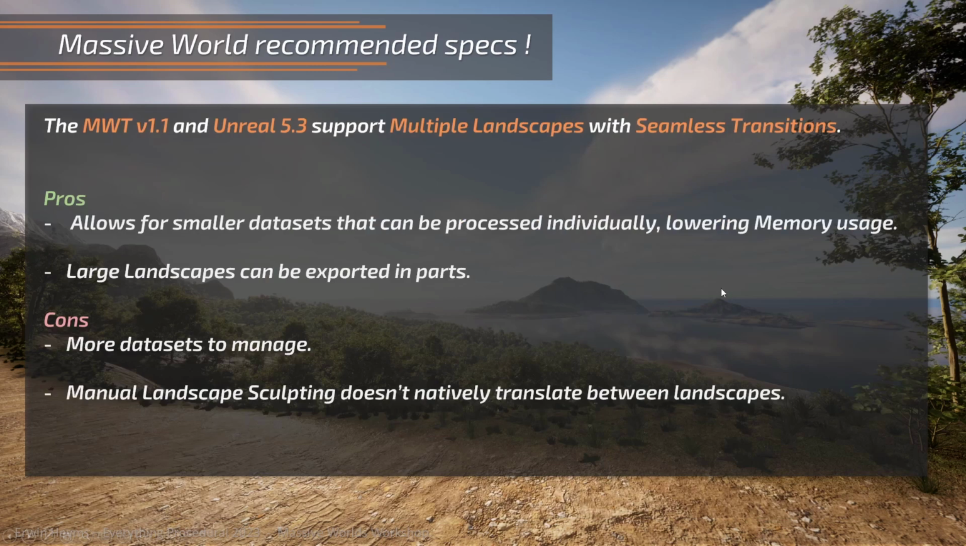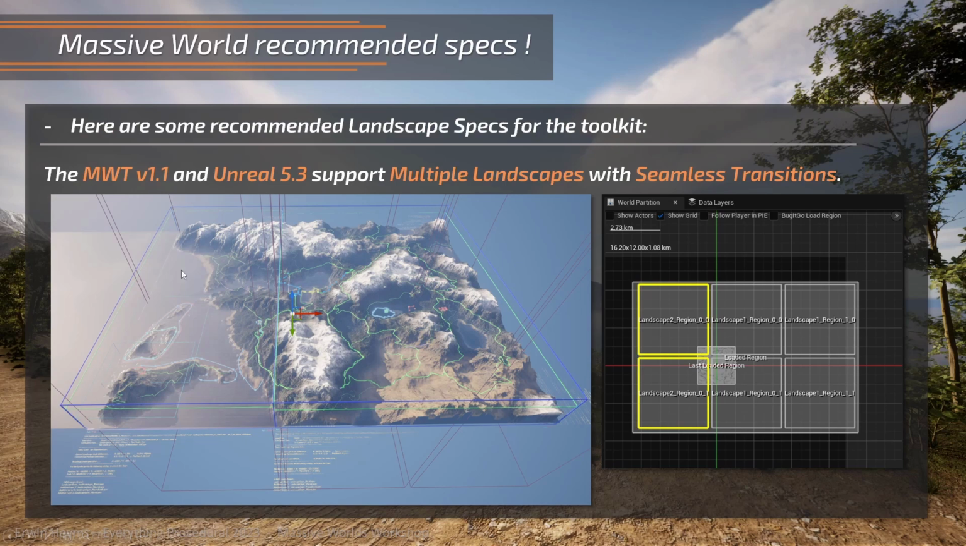There are a couple of pros to this, but also a couple of cons. The pros are that it allows for smaller data sets that can be processed individually with lower memory usage for each, as well as that large landscapes can be exported into parts, right? So basically we can export each landscape as a separate piece, and that's basically its own data set.